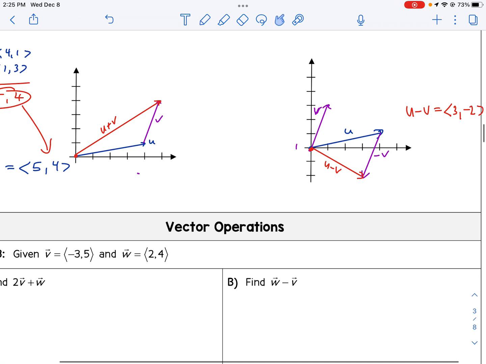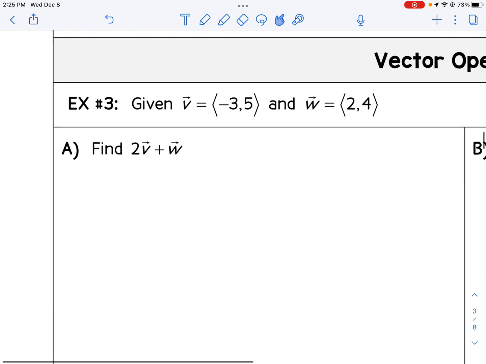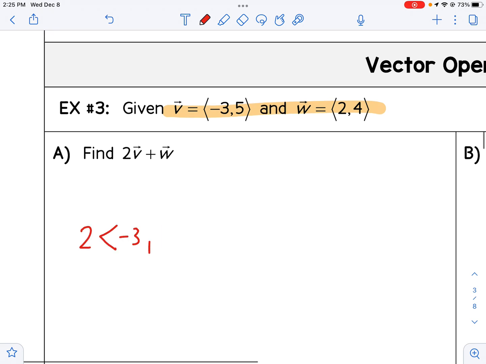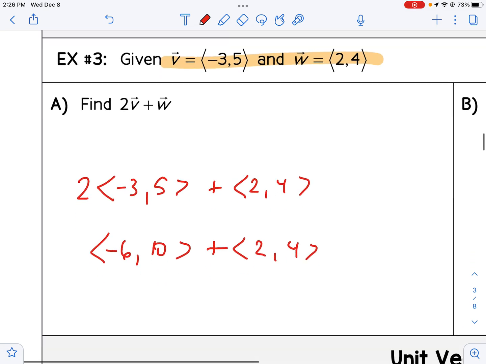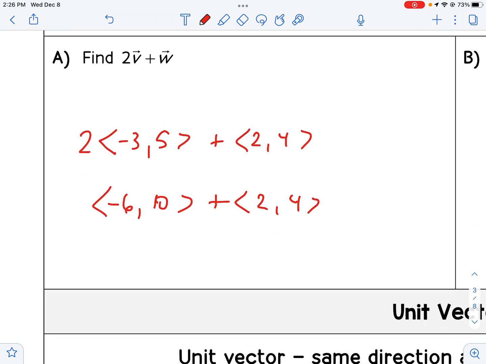All right, so let's practice some of that here with some examples. Find 2v plus w. I'm using the vectors up here that they give me for v and w. So 2v, so 2 times vector v. That's scalar multiplication. I think you guys did that in the last video. Plus vector w, which is 2 comma 4. So do your scalar multiplication first and then add your vectors together. That would give me negative 6 comma 10, and I'd be adding that to 2 comma 4. And I will get my resultant vector, which would be negative 4 comma 14.